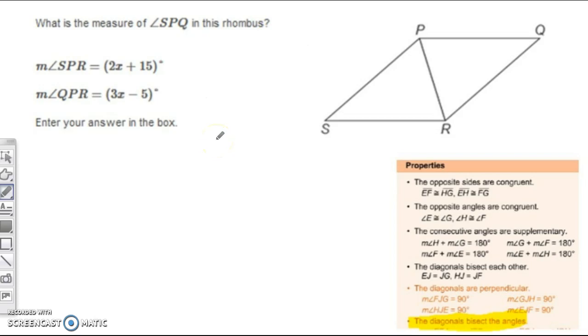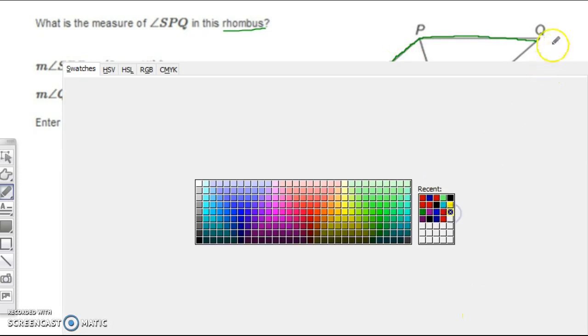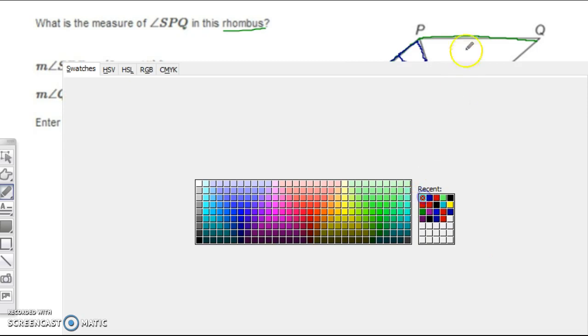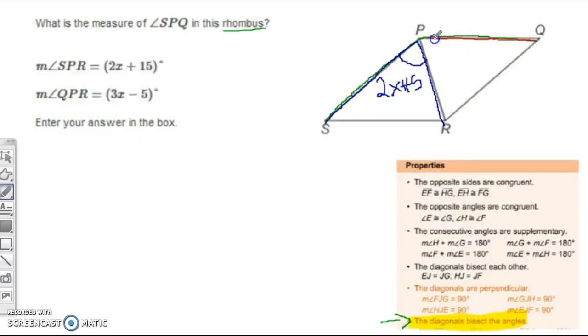And then the last one, what is the measure of angle SPQ in this rhombus? All right, so I went ahead and pulled the properties of a rhombus. And the cool thing about a rhombus is the diagonals bisect the angles. So if I want to find SPQ, that's my ultimate goal. But I know that SPR, let me color code this. I know that this blue angle here is 2x plus 15. And I know that this red angle, QPR, is 3x minus 5.